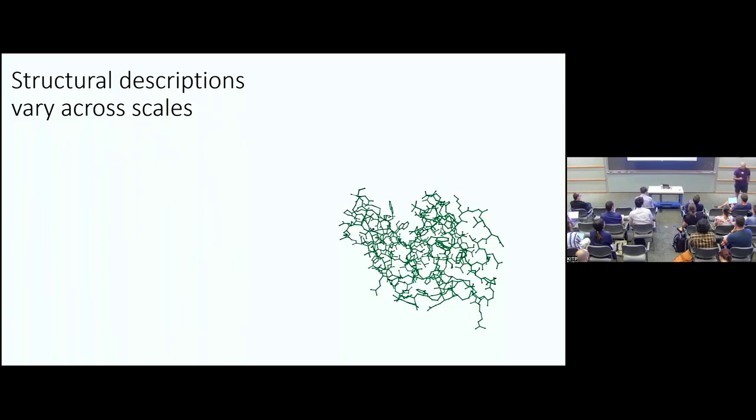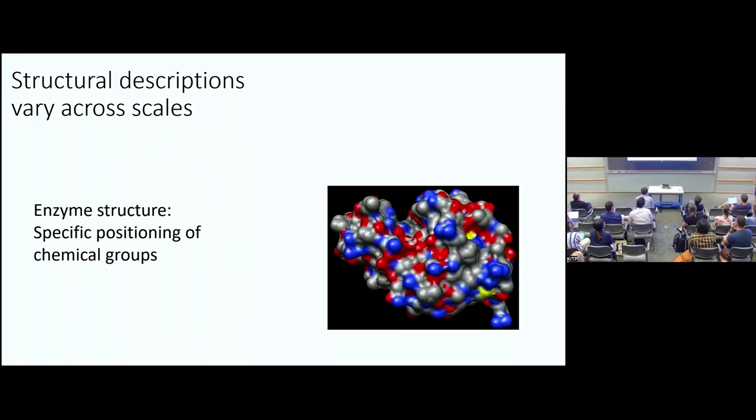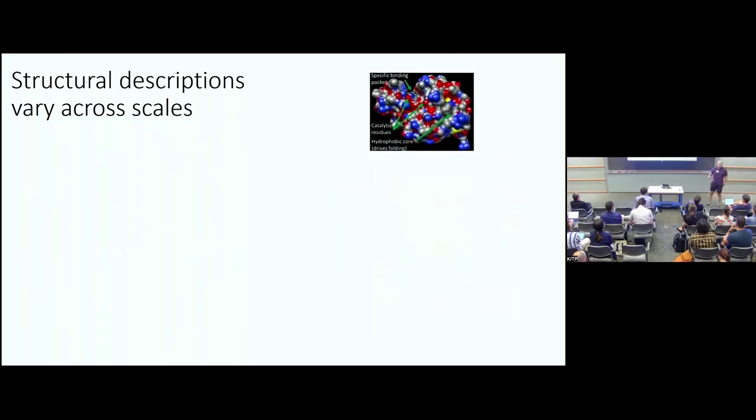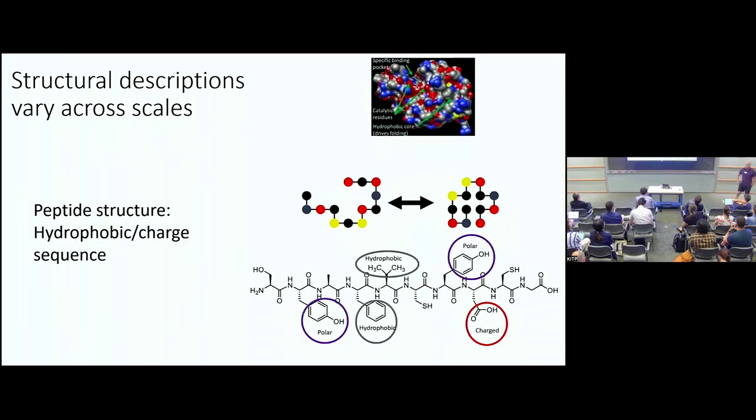So let me demonstrate that to you. At the largest scale, the way we think about an enzyme is the specific positioning of enzymatic groups. I've got a specific binding pocket, and of course I've got some catalytic residues that do the work. And this positioning is enabled by the fold of the protein, which is generally driven by the collapse of some sort of hydrophobic core. Now this positioning in turn is determined by the amino acids that come into the system. And the characteristics of the amino acid that drive this folding are characteristics like hydrophobicity and polarity and charge.